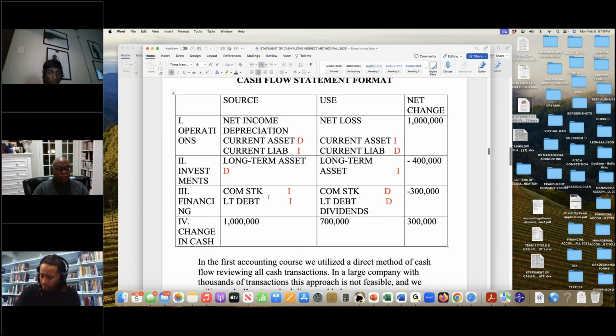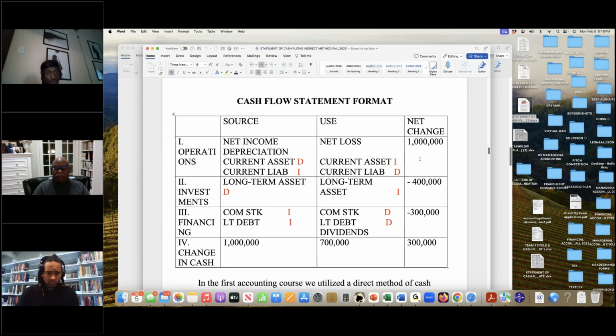Initially, a company issues common stock and long-term debt, but we want to see it paying off long-term debt. We want to see it paying dividends and it can decrease common stock at certain times. But we want to see this category negative, or it can be even, but in a good company it's negative, and then we have a positive cash flow.